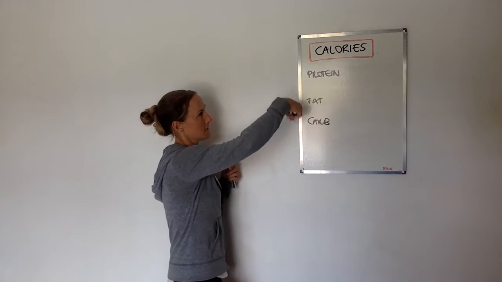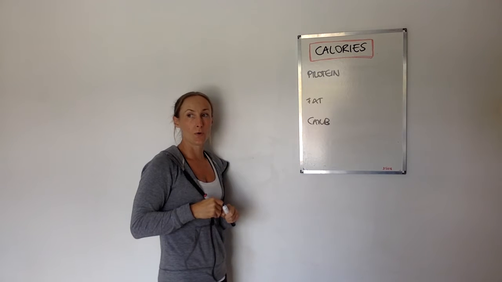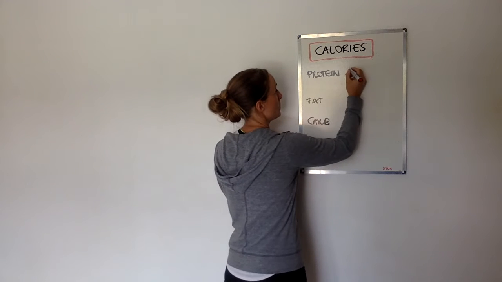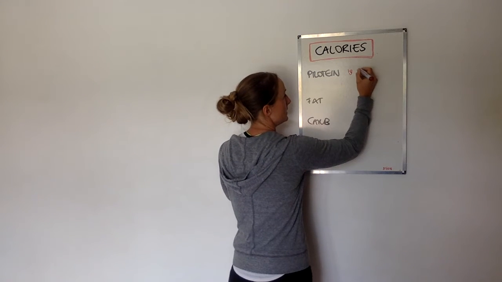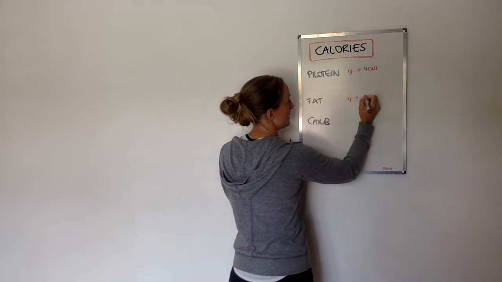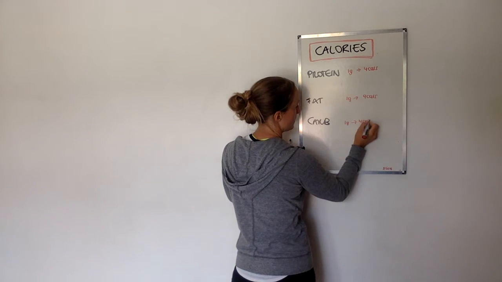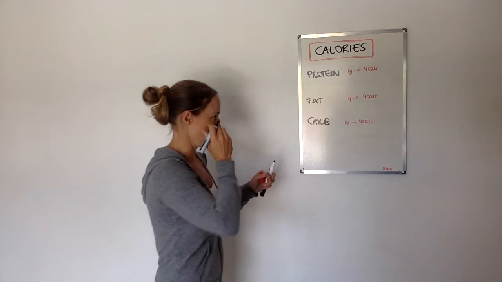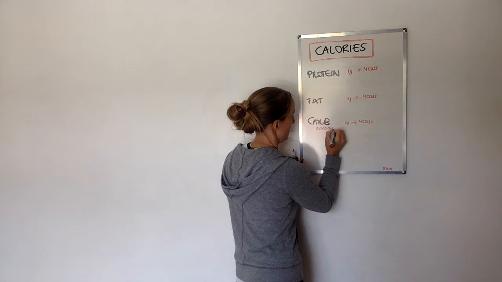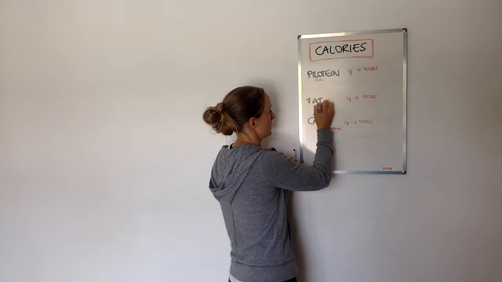There's a certain amount of calories that these contain, and then there's also a certain breakdown that you should be trying to follow. When it comes to protein, 1 gram equals 4 calories. When it comes to fat, 1 gram equals 9 calories. And when it comes to carbs, 1 gram equals 4 calories. The thing about carbs that you need to understand is blood sugar. I'm going to talk about that.